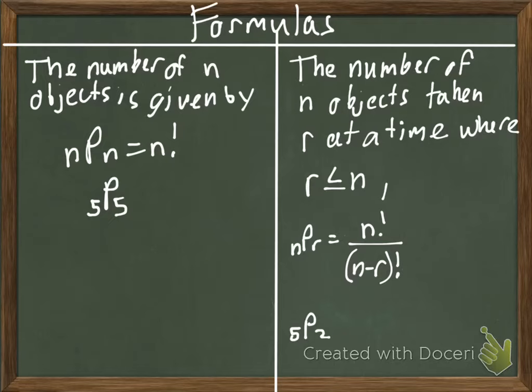So, our two formulas we're going to use, one on the left talks about the number of n objects is given by, so we're just talking about a number of objects, just like we did in the last one. We've got some objects and we try to find the order. And that formula is nPn, n permutation n, and that's just n factorial. So if we have 5P5, that just means we're going to do 5 factorial. So 5 times 4 times 3 times 2 times 1, and we get 120.